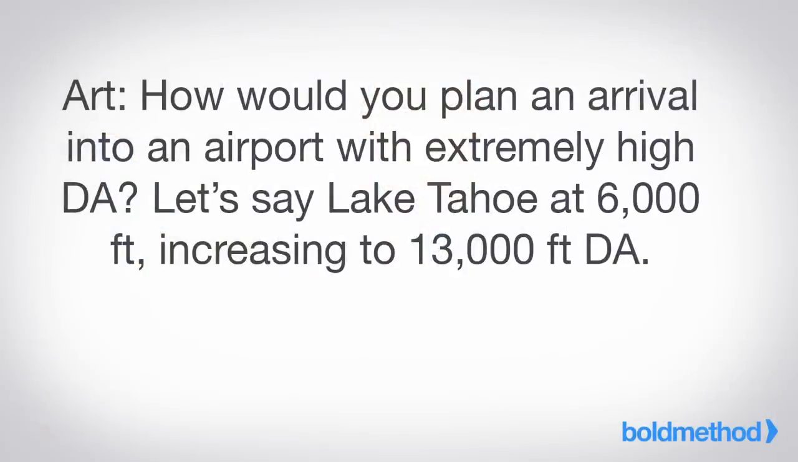Okay, we got a question. Art's got a question with DA, and he said, how would you plan to arrive into an airport with an extremely high DA? Let's say Lake Tahoe, which sits at about 6,000 feet. On a hot summer day, the DA could be up to 13,000 feet. Okay, we see that a lot. We see that in Telluride, in Steamboat, even in Denver. Density altitude really can be an effect.